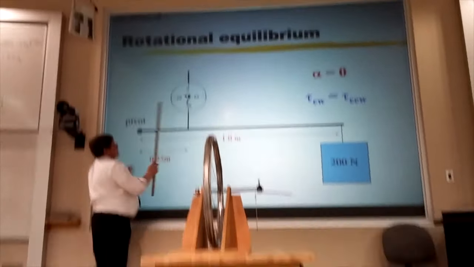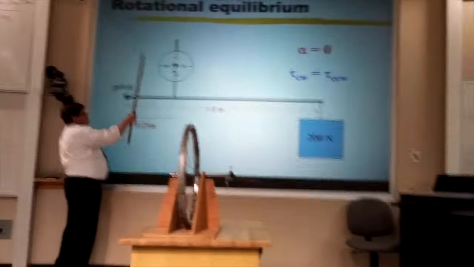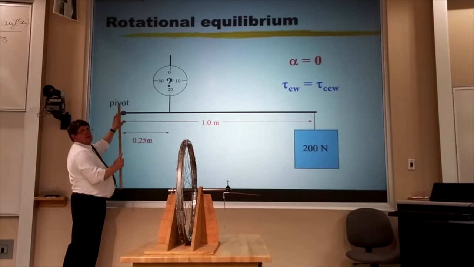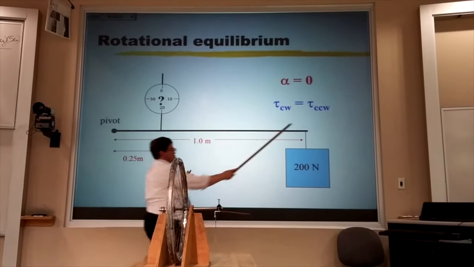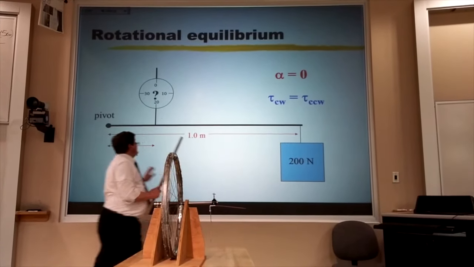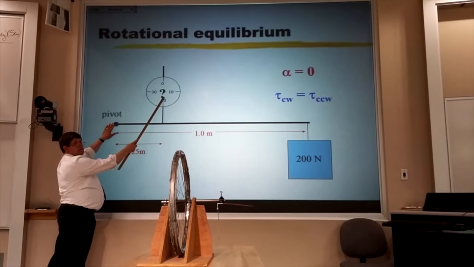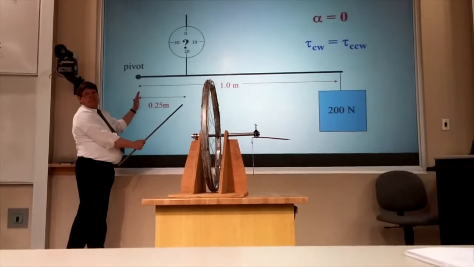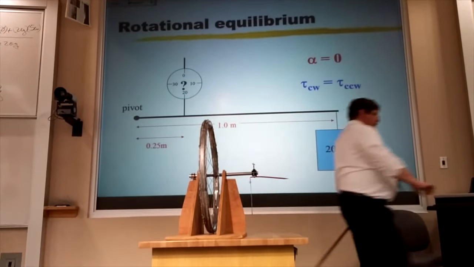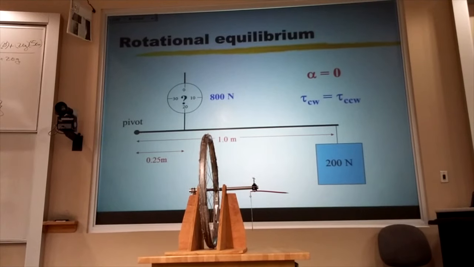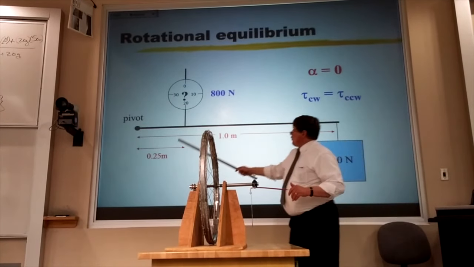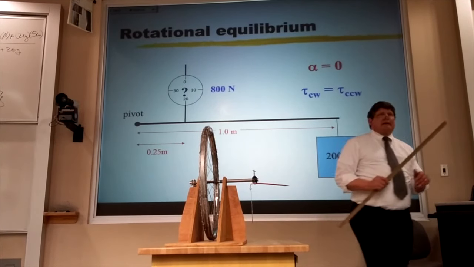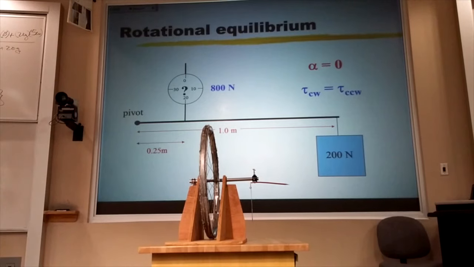Now, if I put my spring scale there and pull up with it, if that were the only force acting on the rod, it would make it go counterclockwise. So that's going to be a counterclockwise torque. It's going to be the force exerted by the scale times the lever arm of a 1/4 meter. That tells me that the force has to be 800, because 800 times a 1/4 is equal to 200 times 1. Check that your neighbor understood that, please.